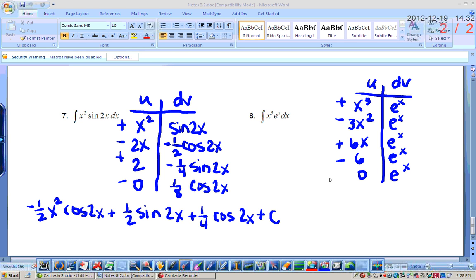Okay, so your u needs to be x cubed and the dv e to the x. If you take the derivatives all the way down to 0, then when you multiply, you are going to get e to the x, x cubed, minus 3x squared e to the x, plus 6x e to the x, minus 6 e to the x, plus c. And you're finished. And I'm not sure why I put the x cubed second on that first term. It doesn't really matter. All right, that's it.